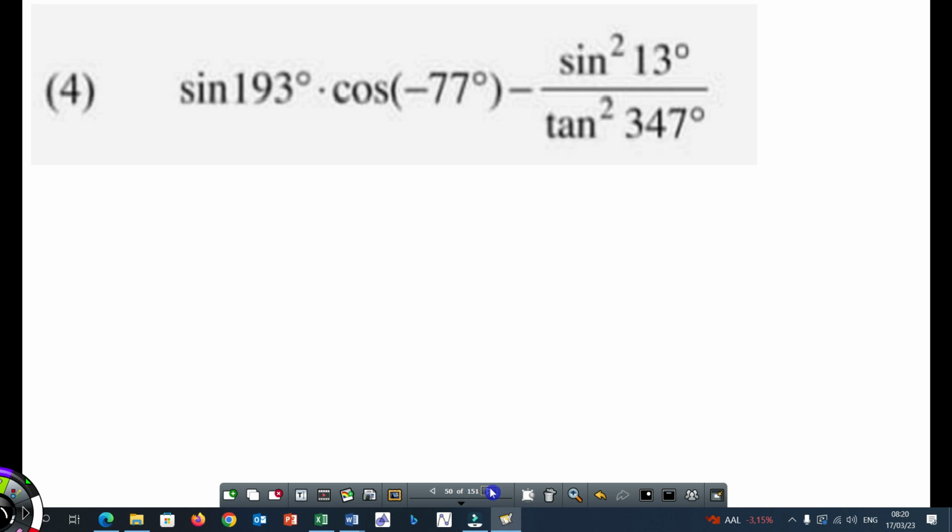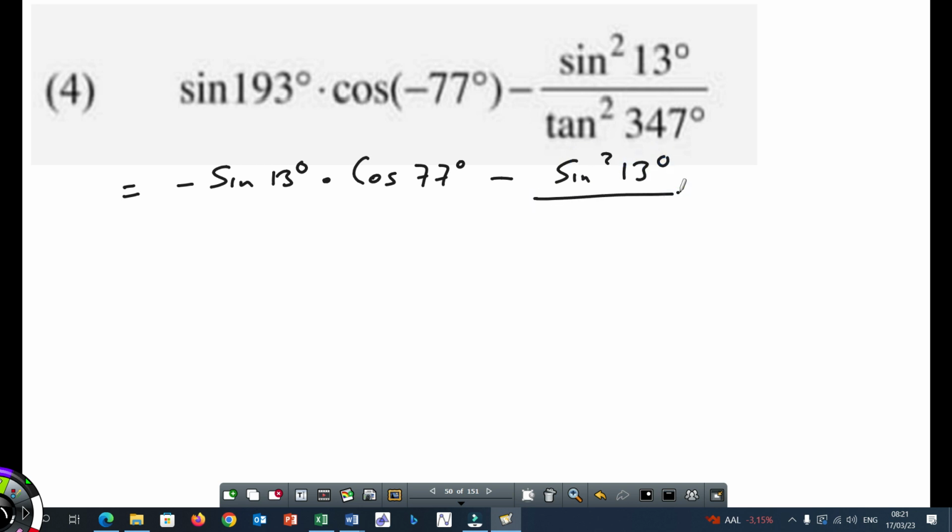Then number four. Whenever you see an angle which is more than 90 degrees, you apply the reduction formula. Okay, whatever the size of the angle, if it's more than 90, reduction. Right? So 193 is in the third quadrant, so that will be minus sine 13 degrees. Right? Then cos of minus 77, that's cos 77. Okay, the cos of a negative angle is equal to the cos of the positive angle. Then minus sine squared of 13 degrees.